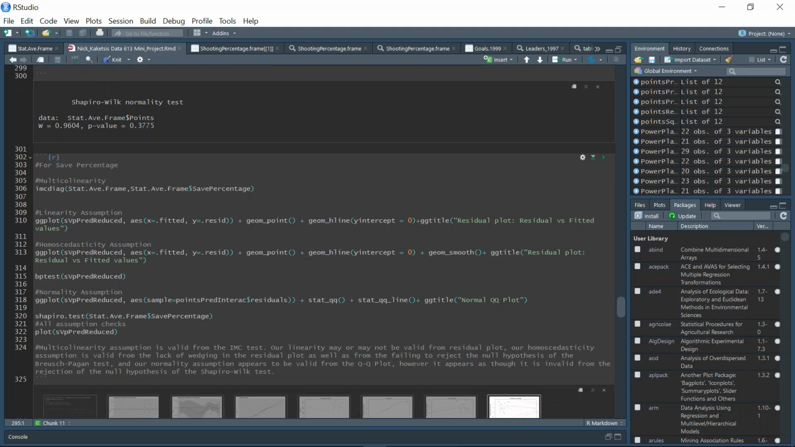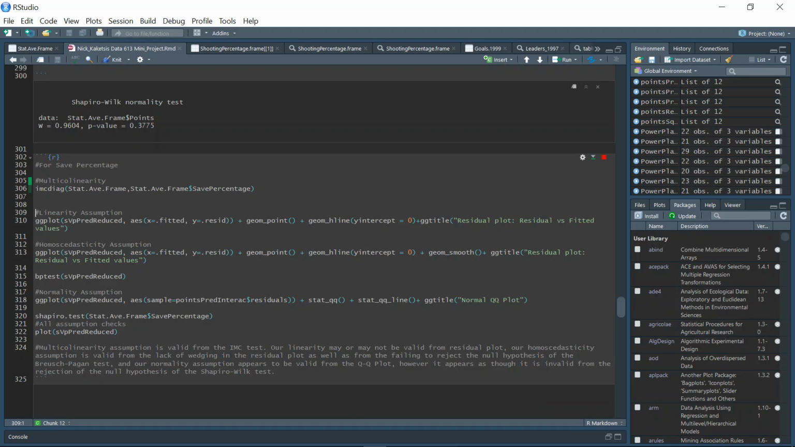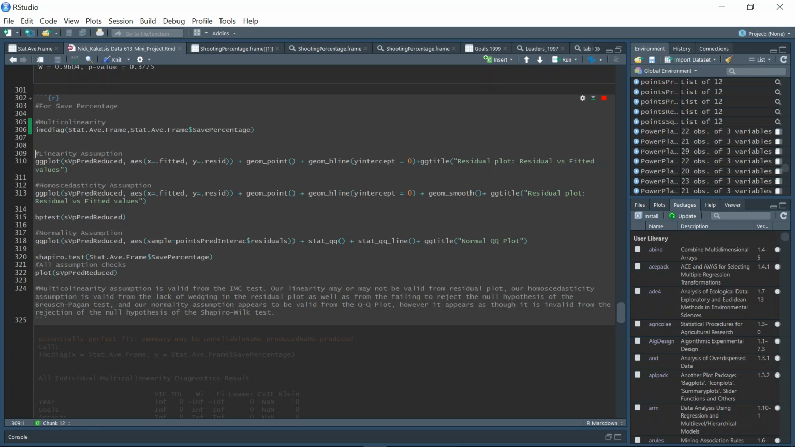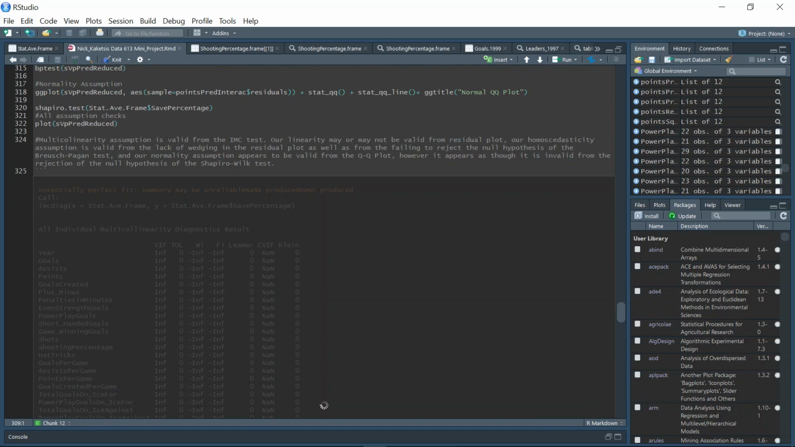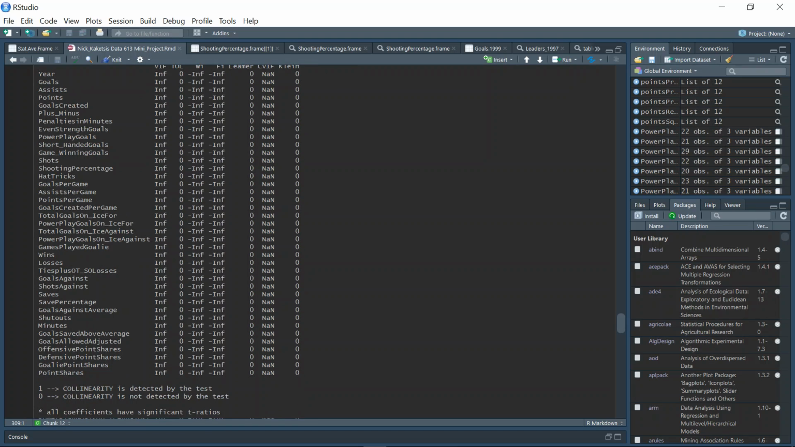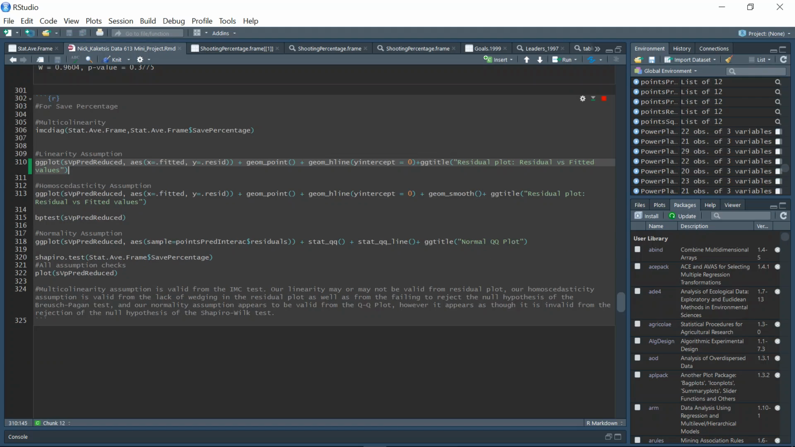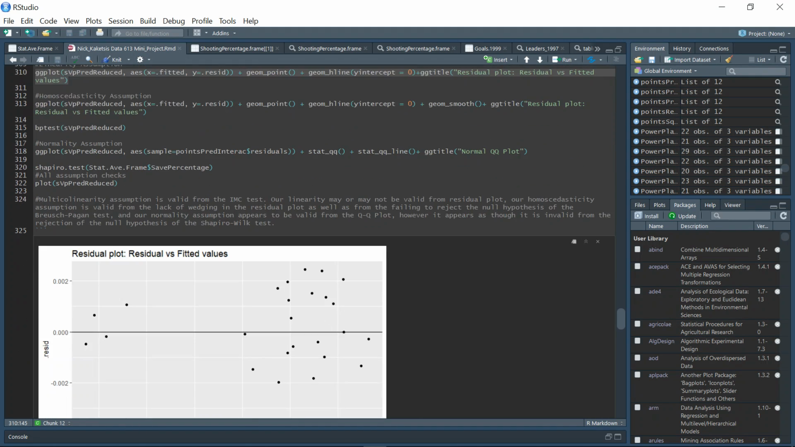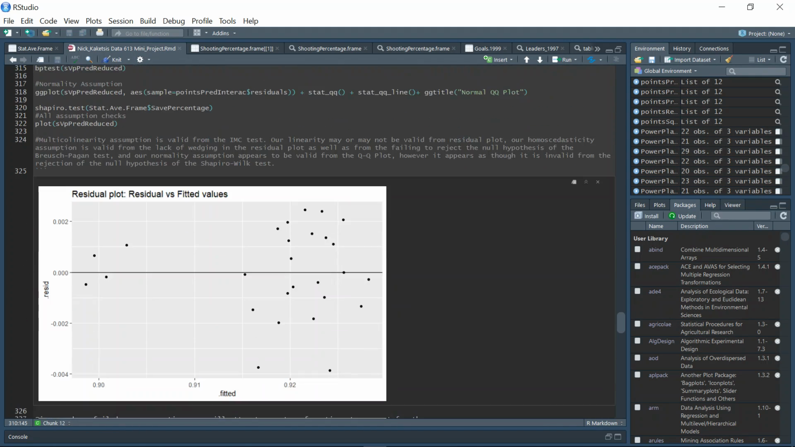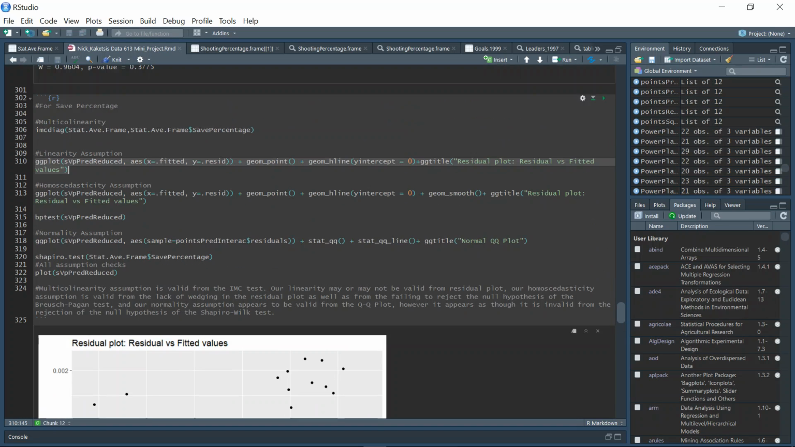Now moving on to save percentage. We will do the same checks. So multicollinearity, we check, and it appears as though there is no multicollinearity. Now our linearity assumption, again, is up to interpretation. I personally believe there's not really a pattern here, and the points are reasonably distributed. However, I'm still going to try a couple of transformations to see if this helps anything.